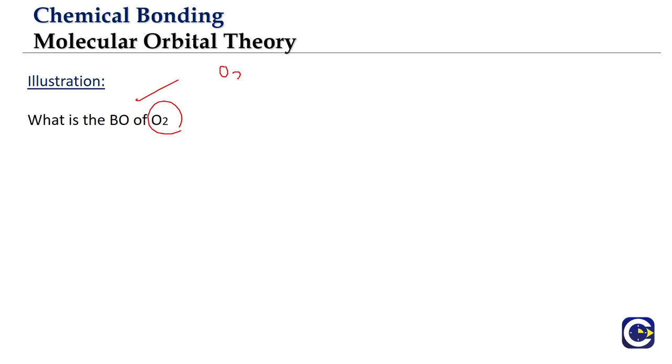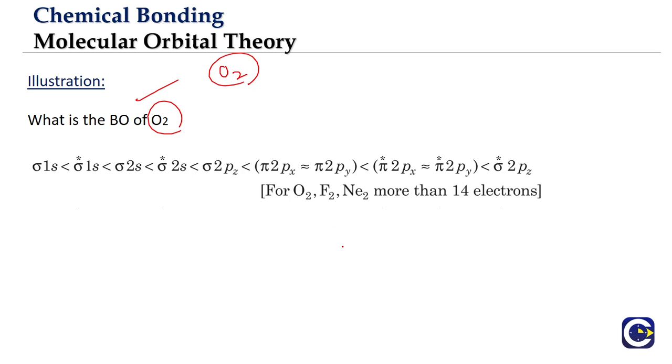This O2, the diatomic oxygen molecule, is a very important one in the entire molecular orbital theory study. For O2, with more than 14 electrons, remember, the sigma 2pz will have a lower energy than the degenerate pi 2px and pi 2py. So we have to arrange. Each oxygen atom has 8 electrons. 8 plus 8 is 16.